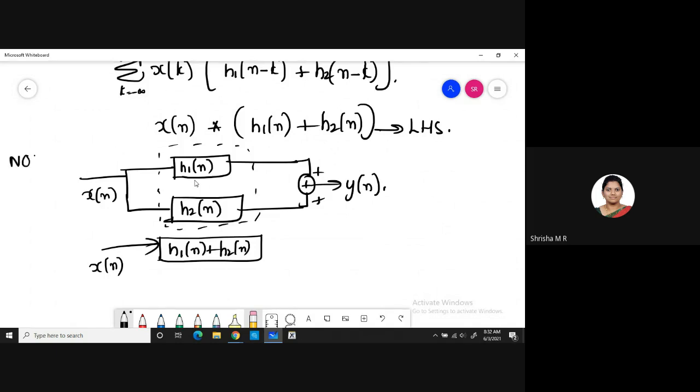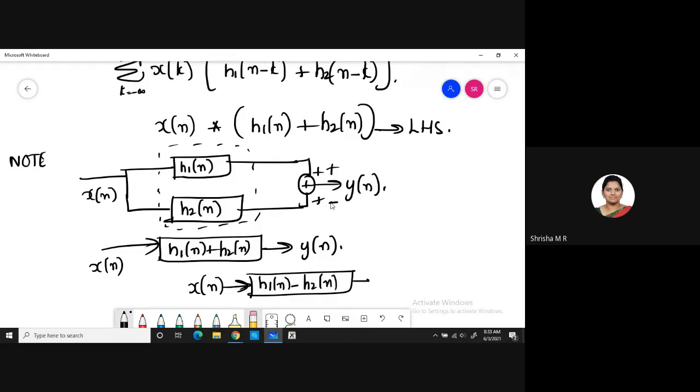So you get y of n. This holds good when the systems are in parallel and you have a positive sign here. If you have a negative sign here, if you have plus and minus, what happens? If you are giving x of n as input, it will be h1 of n minus h2 of n, which is equal to y of n. Got it, everyone?